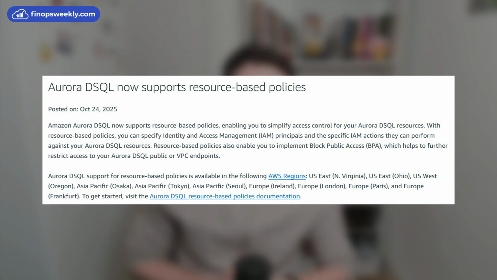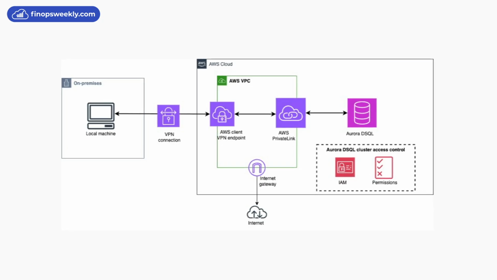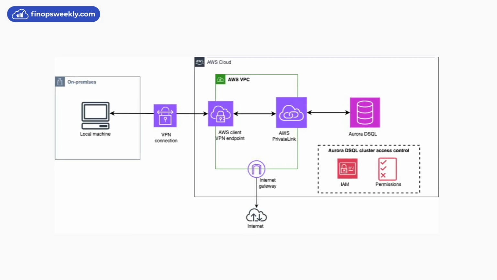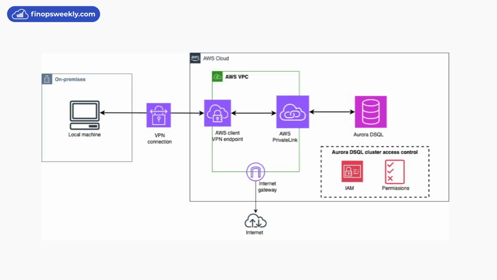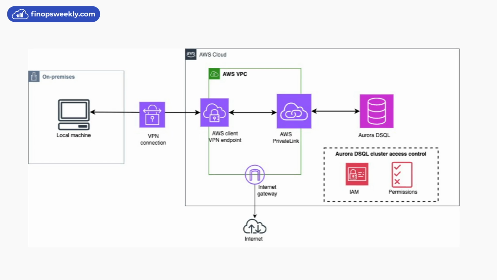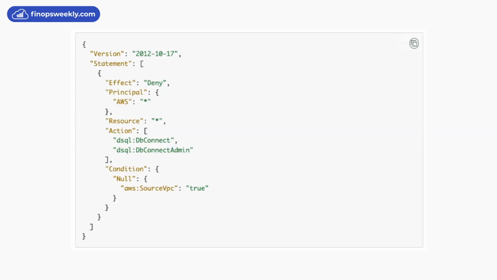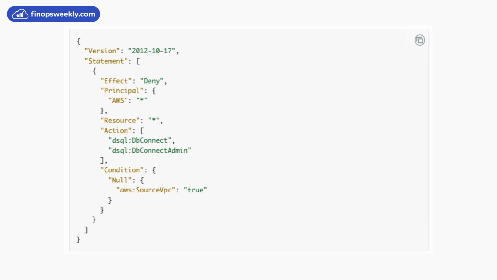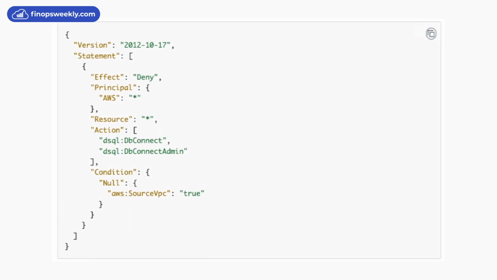Aurora DSQL supports resource-based policies to simplify access control for DSQL resources. You can also implement Block Public Access, BPA, to further restrict access to public or VPC endpoints. This helps centralize access control and reduce admin overhead when managing many Aurora DSQL resources across accounts and regions. Moreover, the feature is available in a set of major regions. Consult the Aurora DSQL documentation to get started.